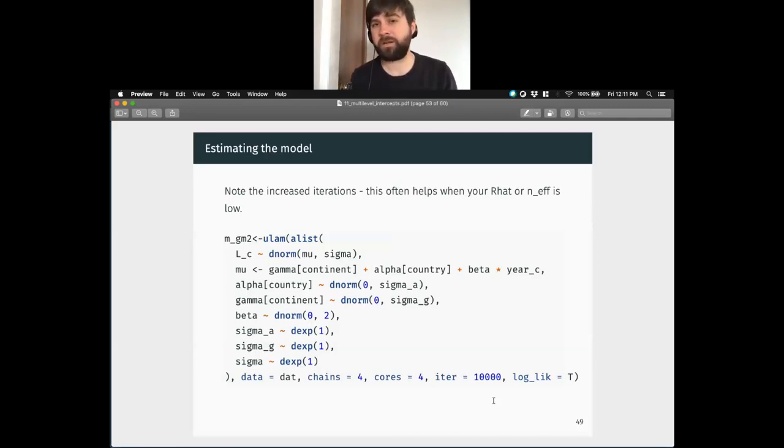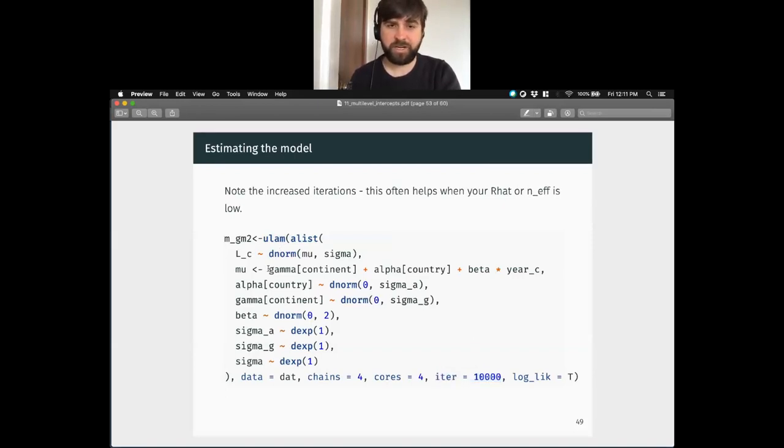It could be that the starting values were kind of off and it wasn't exploring the space very well. If you get those ineffective sample size or R-hat value warnings, then increasing iterations is a good way to start. 10,000 worked for me. It just means your model's going to run a little longer.